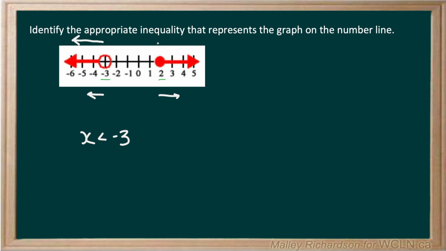At positive 2, the arrow is headed off to positive infinity, meaning all x values must be greater than positive 2. This time, the circle is closed, so positive 2 is included in the inequality. And we must include a greater than or equal to sign.